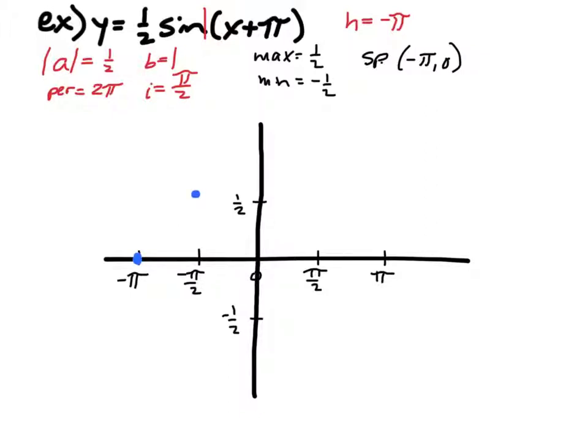So now I go down. Keep going down to the bottom of my graph and start coming back up. This is one period because I have one arch on top, one arch on bottom. And that's the sine graph.